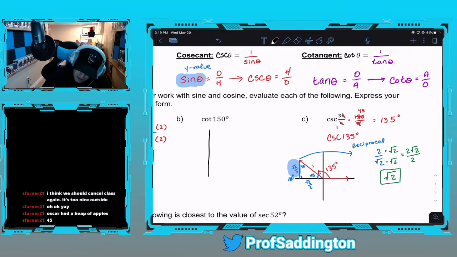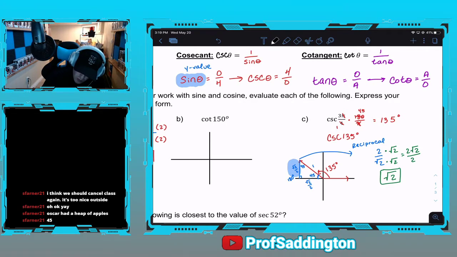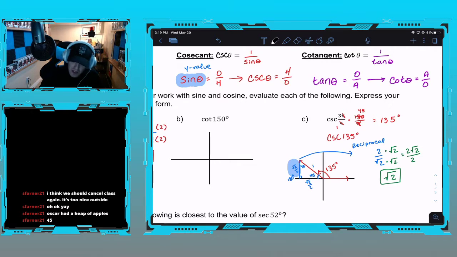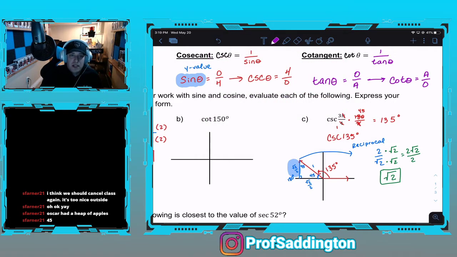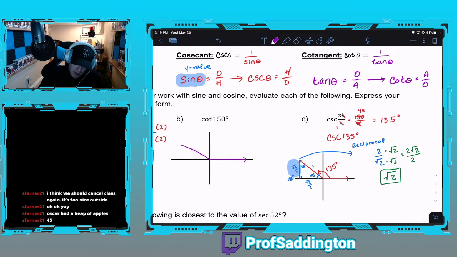So, I'm just going to graph this. I have cotangent of 150. Once again, we have 150 degrees, which is going to fall in the second quadrant. So I'm starting on the x-axis and coming all the way over here to the second quadrant. This is 150 degrees. But what we need to do is find the right triangle.